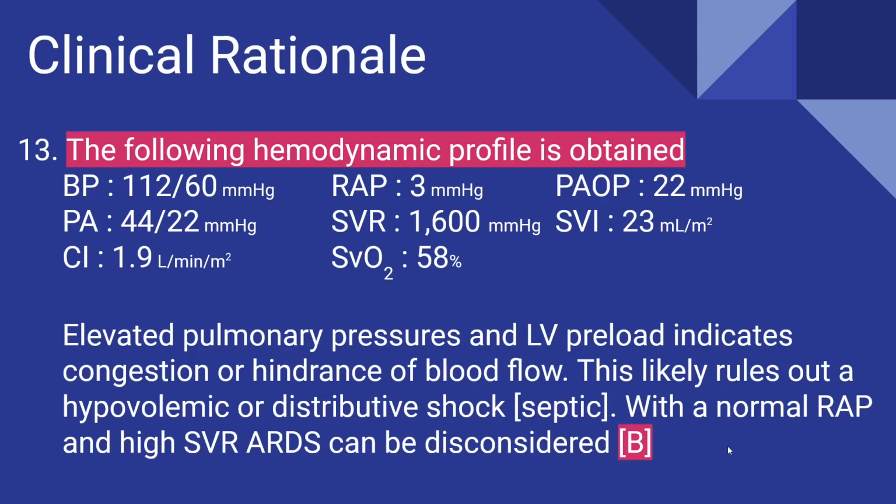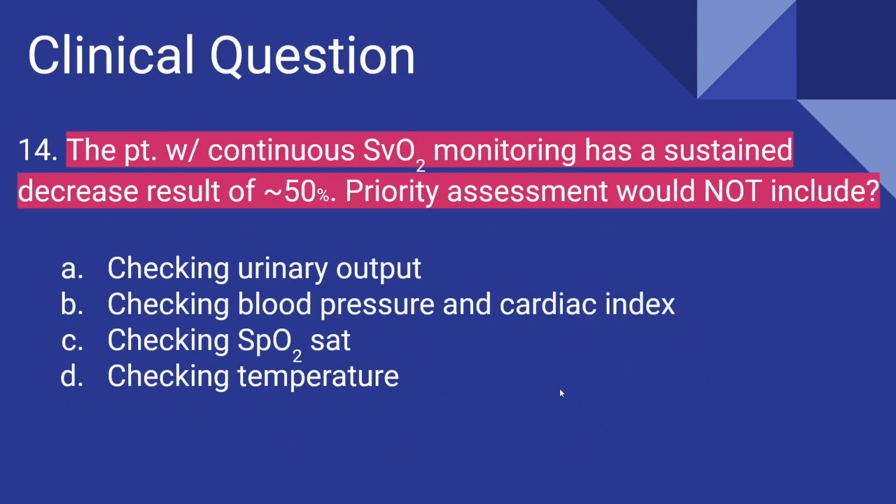I'll let you look at the rationale real quick. It's kind of what I had just mentioned. And we'll go on to the next one. A patient with a continuous SVO2 monitoring system has a sustained value of about 50%. So what would a priority assessment be, and which one of these would it not be? We want to find one that's not a priority assessment.